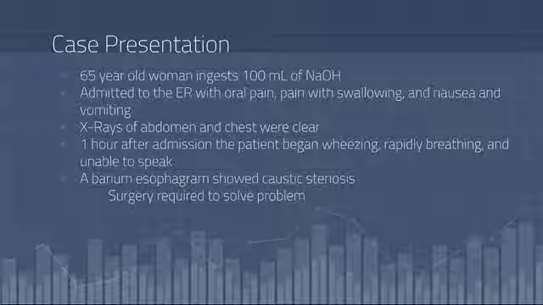hydroxide, a caustic soda. In the ER, she arrived displaying symptoms including oral pain, pain while swallowing, and nausea. Her x-rays were negative for any damage, but 1 hour after admission, she began wheezing, rapidly breathing, and was unable to speak. A barium esophagram showed caustic stenosis. In the following days, the patient eliminated mucosa with compute necrosis and necrotic tissue, an indicator of grade 3 caustic lesions and the need for surgery to repair the damage.